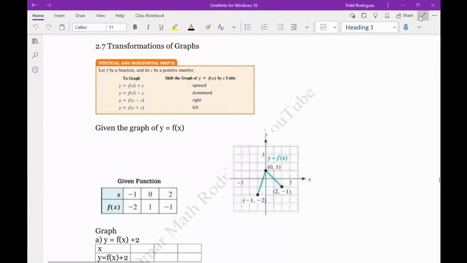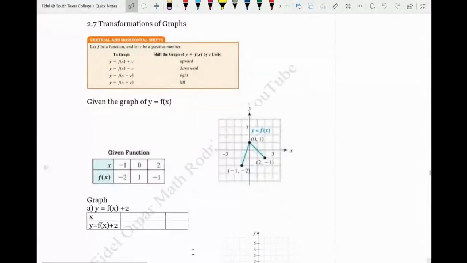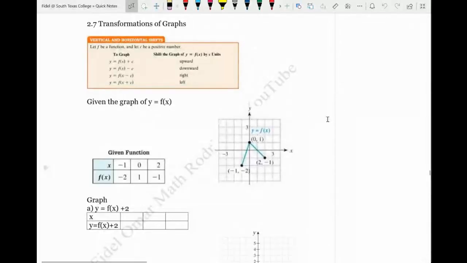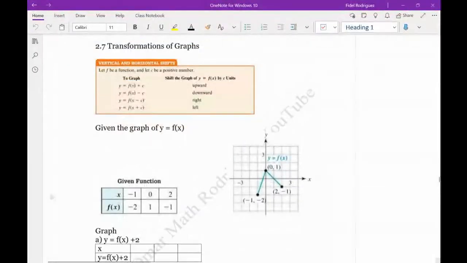Let me see if I can make that a little bit bigger. There you go. I think. Let's see. Oh man, where did it go? I think you guys can still see this.